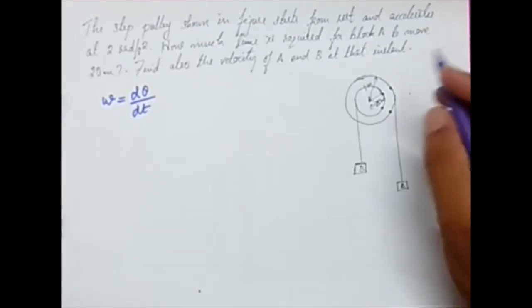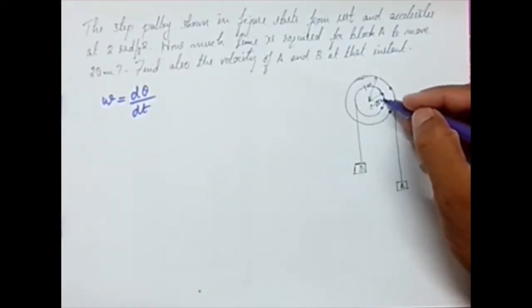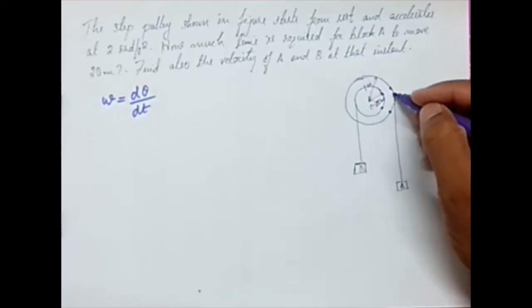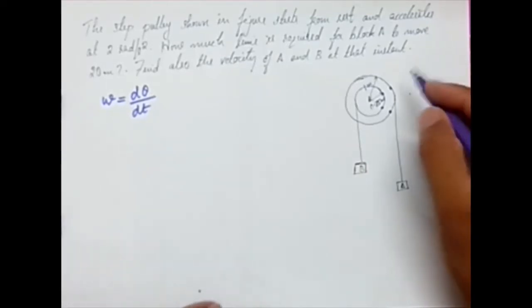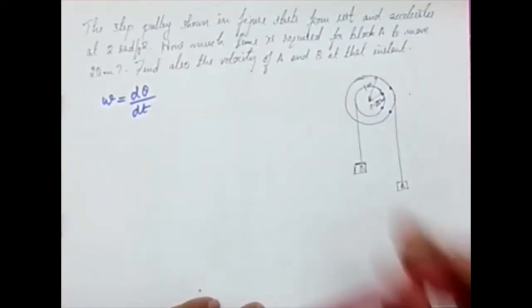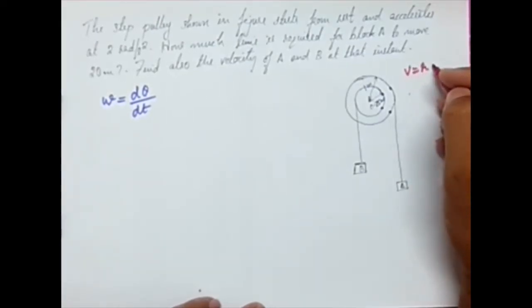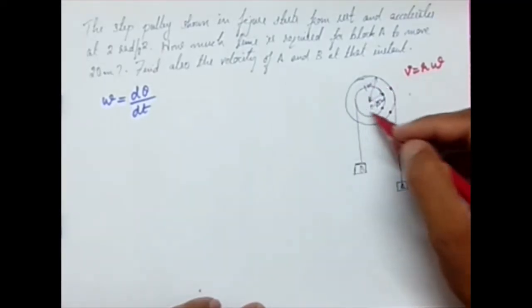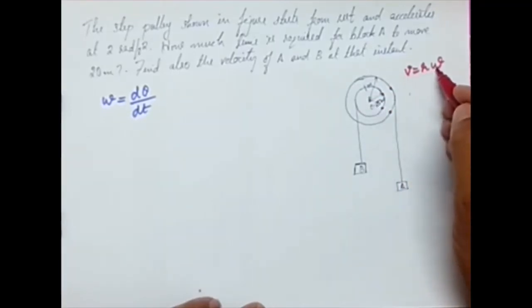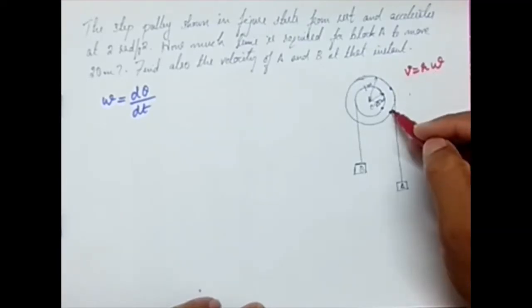But what about linear velocity? This point is moving only this much in time t, but this one is covering a higher value, right? And why is that so? What is the relationship between linear velocity and angular velocity? We have the expression v is equal to r omega. So you can see there is this r, and depending upon the r, the values will change. In this case every point has the same omega, so the linear velocity depends upon the radius.